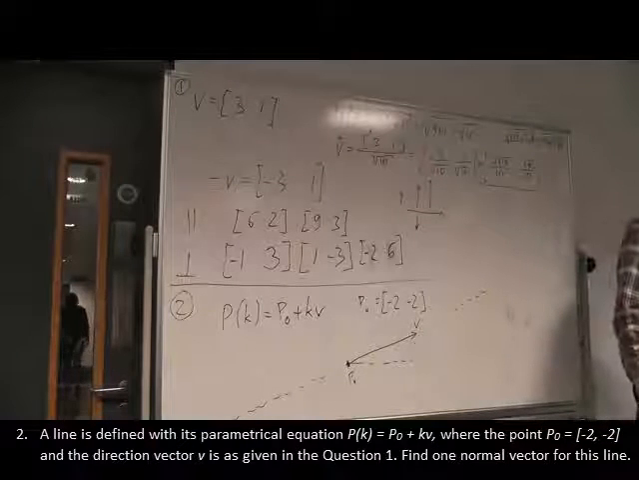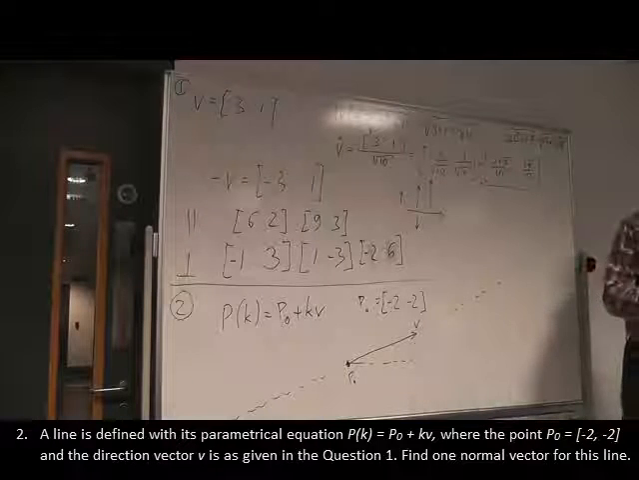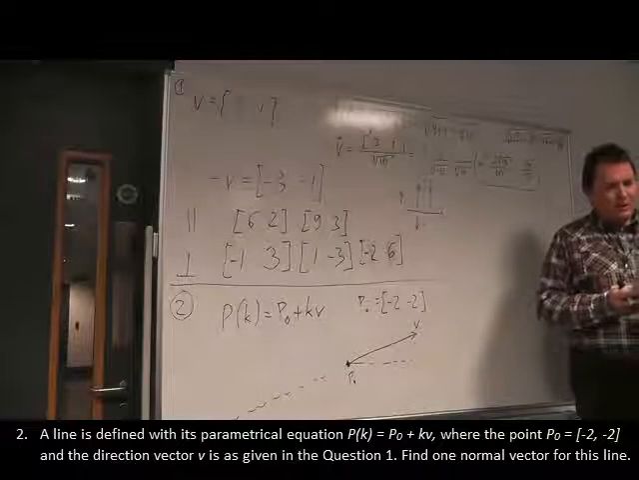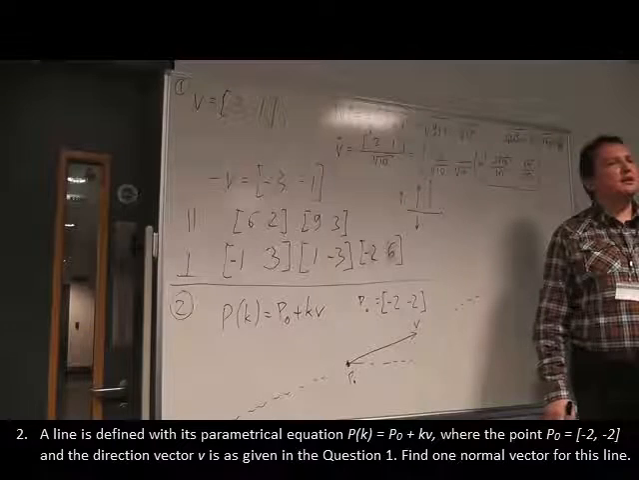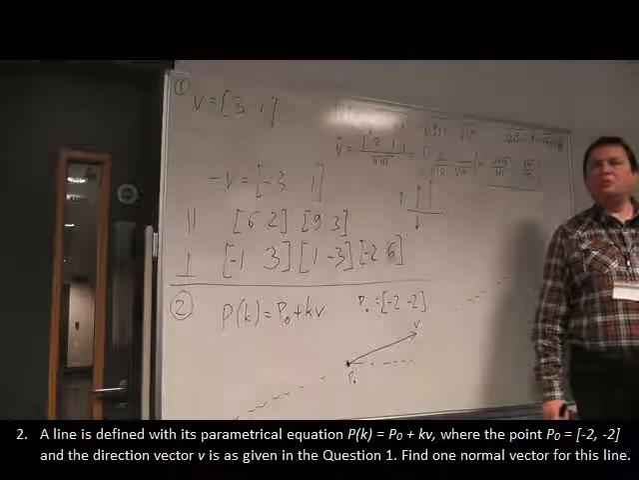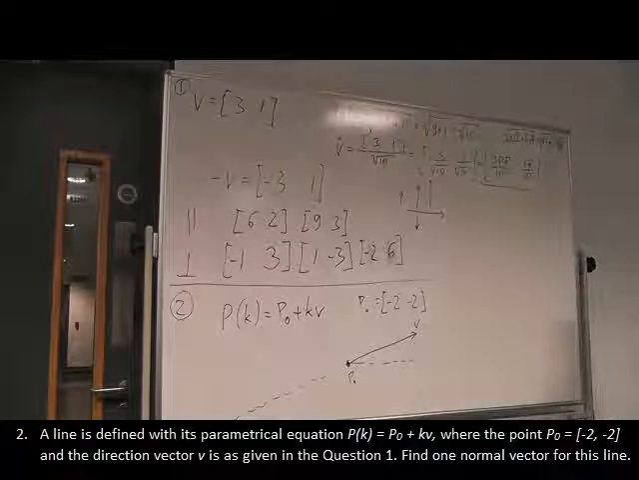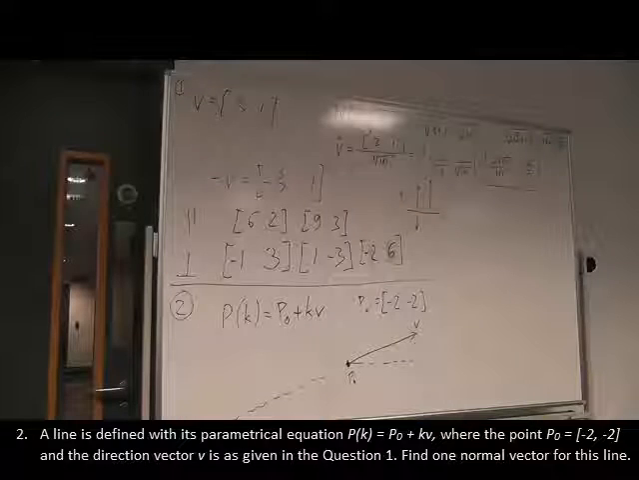We actually know this vector very well because we've done already the question 1, which was all about the vector v. And the question now is find one normal vector for this line. Do you remember the definition of a normal vector? Yes? It's the vector which intersects at a 90-degree angle. Yes, so we call it perpendicular. And it's obviously normalised.